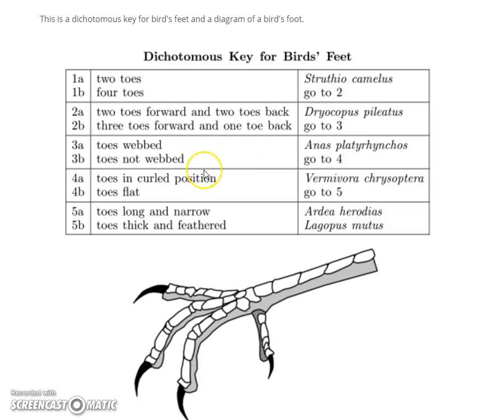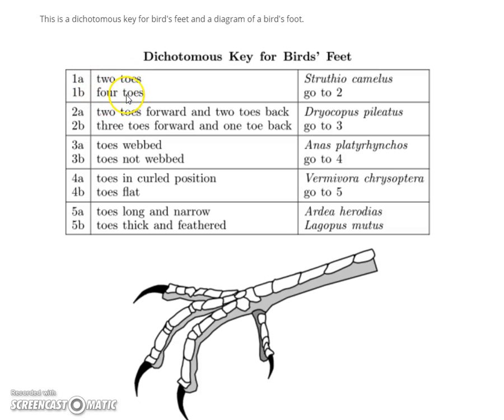Alright, next up, this is called a dichotomous key. A dichotomous key, in this case it's for birds' feet, is a way to classify things based on what characteristics they have. It gives you a guide on how to sort them out. So we have a foot of a bird, and we're going to use that to decide what species this bird is. So you start with step 1, and it's pretty straightforward.